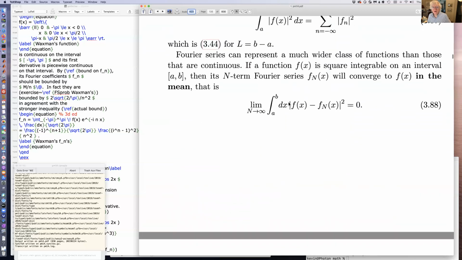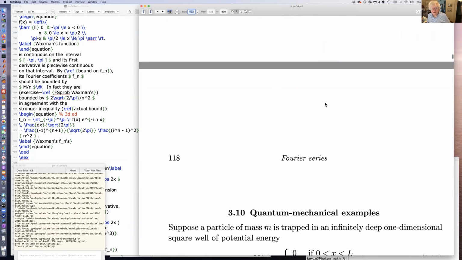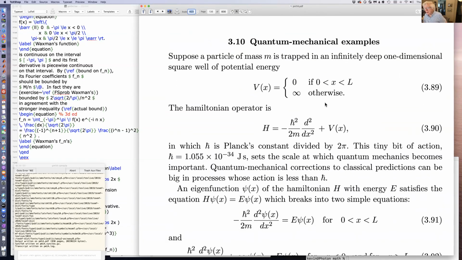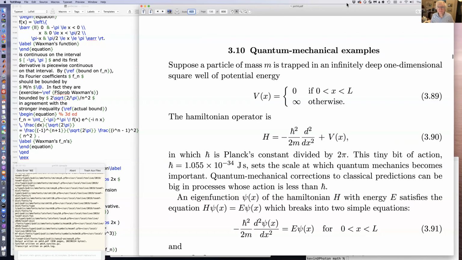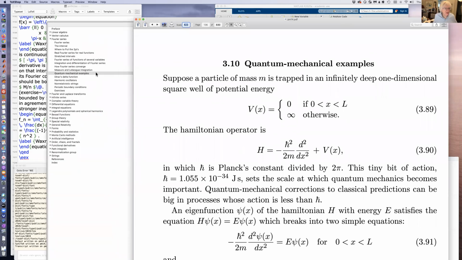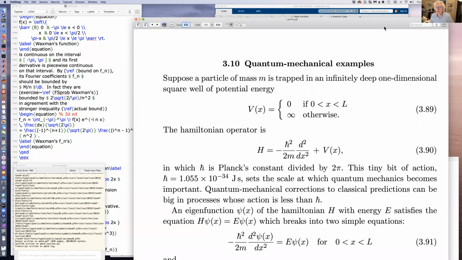So one of the reasons why people love Fourier series is that they can represent a much wider class of functions than those that are continuous. If a function is square integrable on an interval, then its n-term Fourier series will converge to the function in the mean in that sense, and that's really why we like them. Let me just move this over here and see what other things we've got. All right, I think we have time to do some quantum mechanical examples.